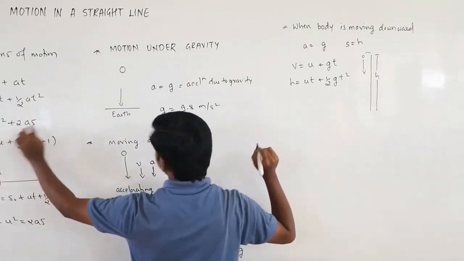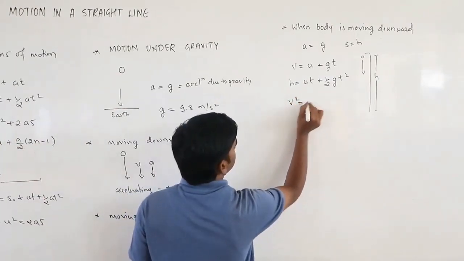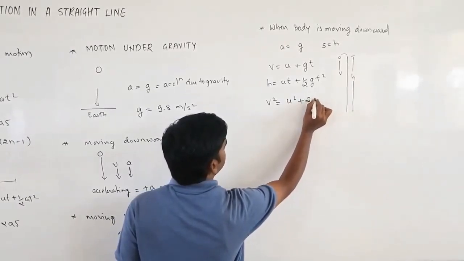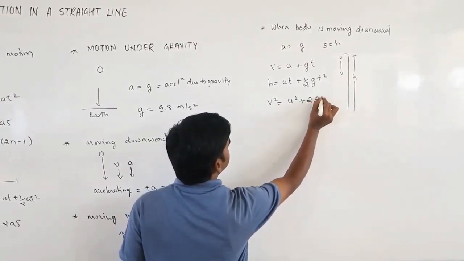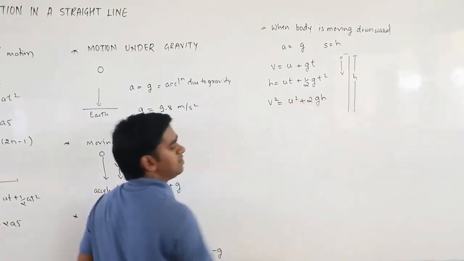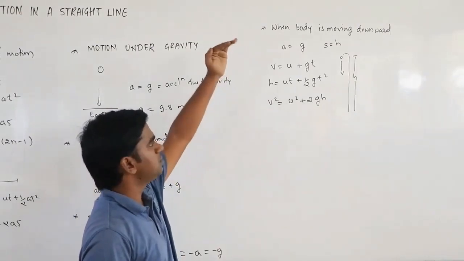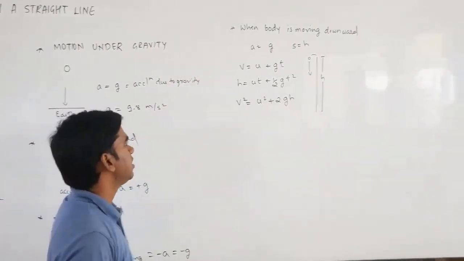Next, one more equation. v square equals u square plus 2as. So v square equals u square plus 2. Instead of a, you have to take g. Instead of s, you have to take h. Okay. So these are the equations of motion when the body is moving downward, means when the body is under gravity.